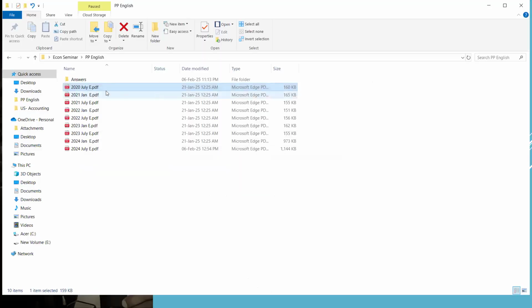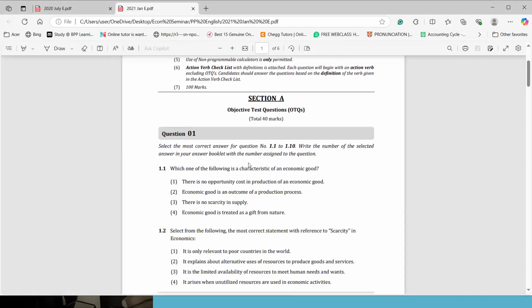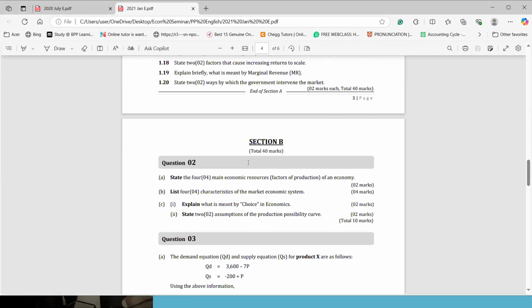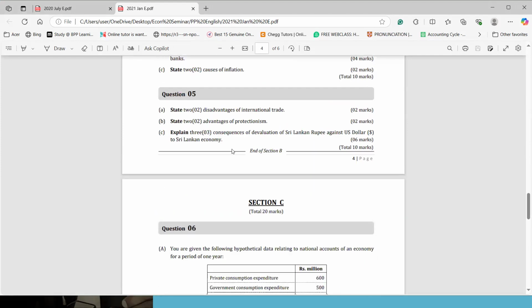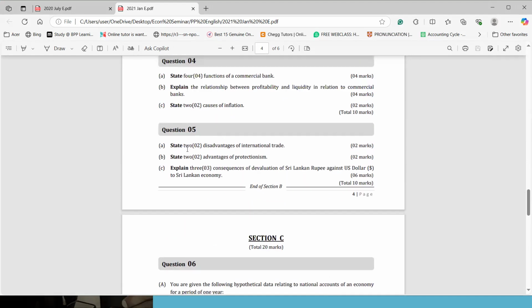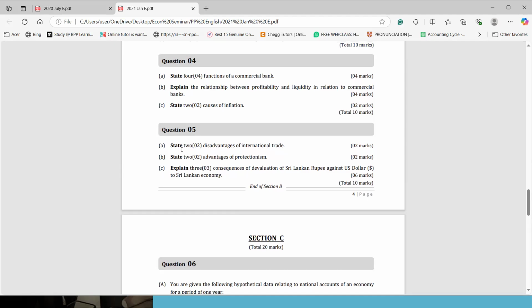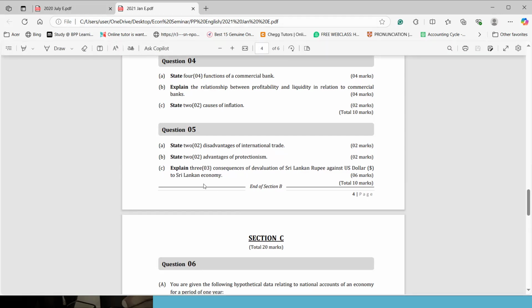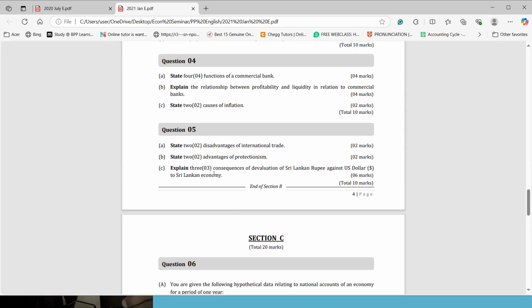Let's see another question. 2021 January. State 2 advantages of international trade. Very easy. 2 advantages. And advantages of protectionism, I didn't discuss that. Protectionism, let's see that. Now see part C of this question.